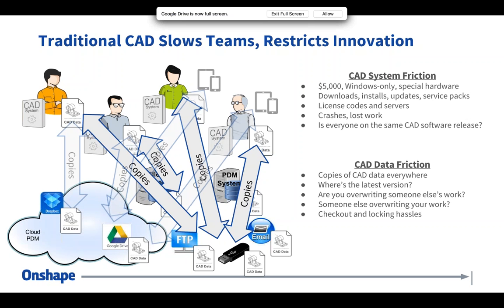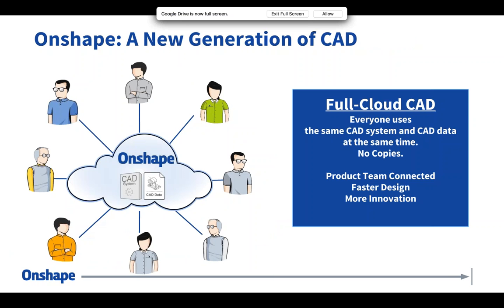And so the idea behind this is, instead of all these copies going around back and forth between all the different teams and the engineers, what if everyone worked on one data set? What if everyone was working with the same data at the same time? Rather than exchanging files and overwriting references and dealing with corruption and all the issues associated with it, what if there was one set of data, one version of the truth? What would that look like? And that's the idea behind Onshape.